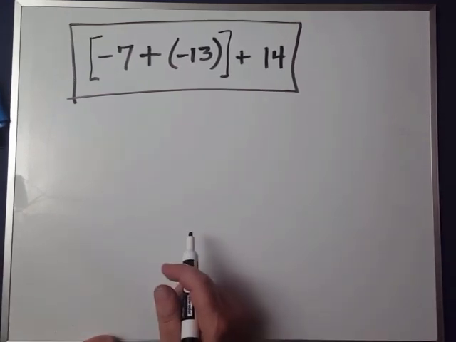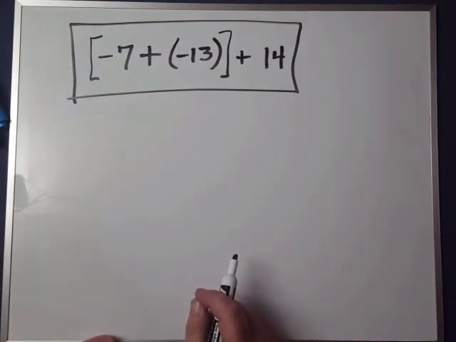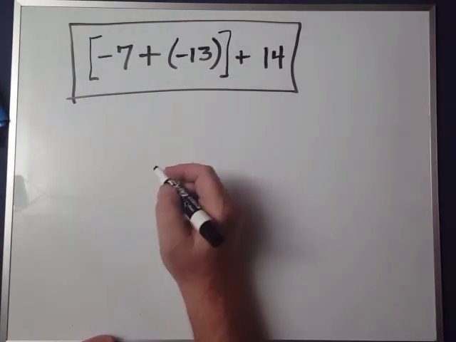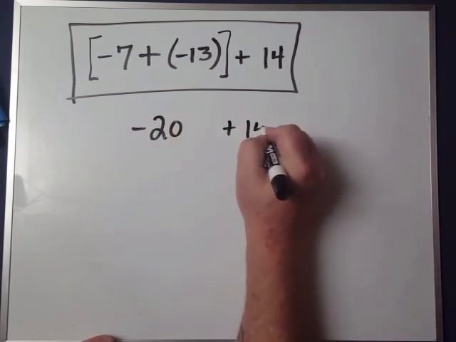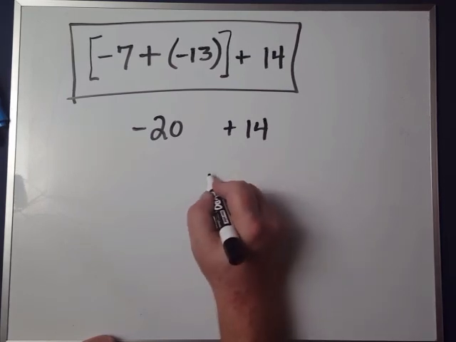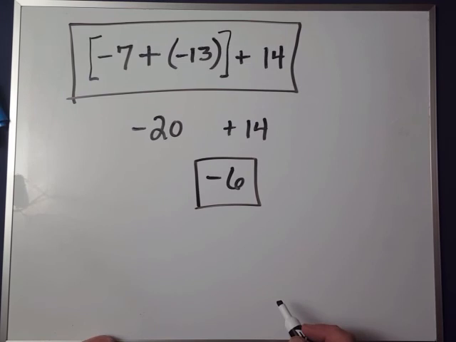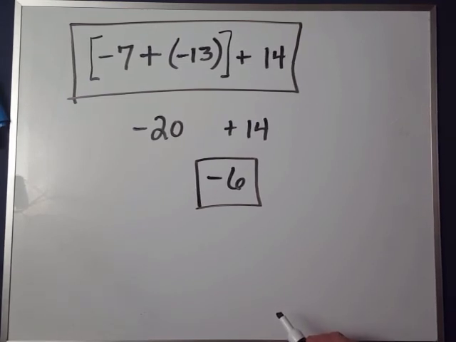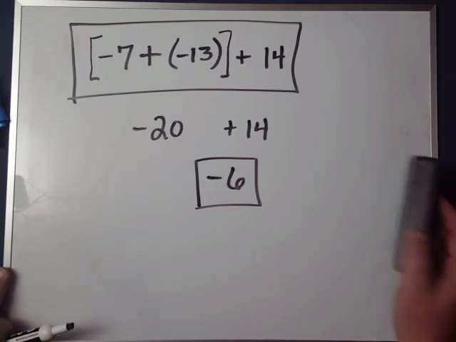Inside the square brackets, or if you didn't write them, you'd do that first addition first anyway. -7 plus -13 is -20. And then -20 plus 14, a total of -6. Let's try one more. Let's try that last one, number 114.